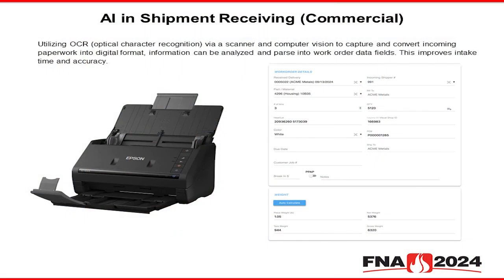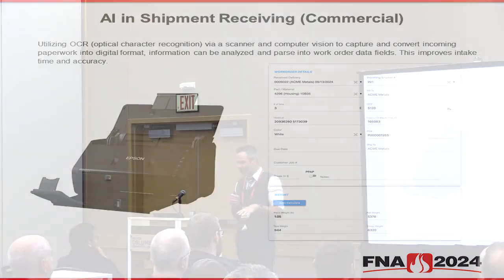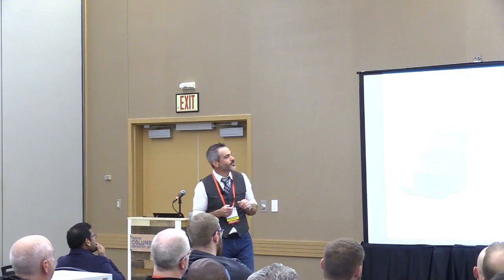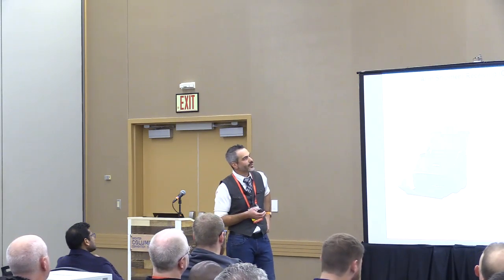So if you're commercial and you're incoming and you want to reduce the amount of time somebody's taking doing data entry, we have the ability through a mix of a couple different technologies. First one, which everybody already has on their phone or computer, is optical character recognition. This is the ability for a computer to look at text, typically printed on a piece of paper or a shipper or BOL, and actually read that in. So that's just getting it into digital format.